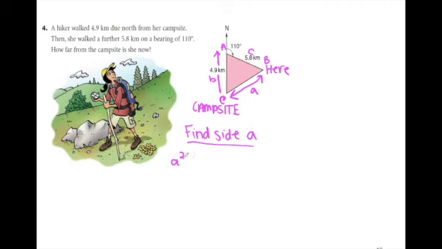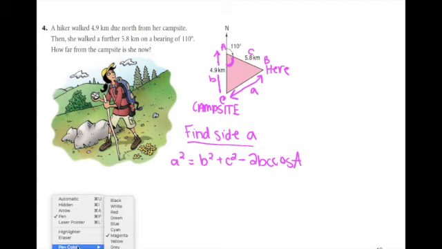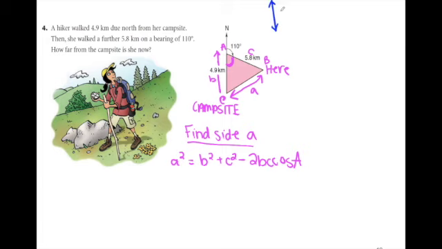we're going to do our A squared equals B squared plus C squared minus 2BC cos of A. And right now we're good. We have our side B and our side C, but we don't quite have this angle A yet. So to get that angle A, you're going to want to do a calculation. Remember that a straight line is 180 degrees. So to get that bearing of 110 degrees there and figure out what's left over here, you are going to do 180 degrees minus that 110 degrees, which gives you 70 degrees.